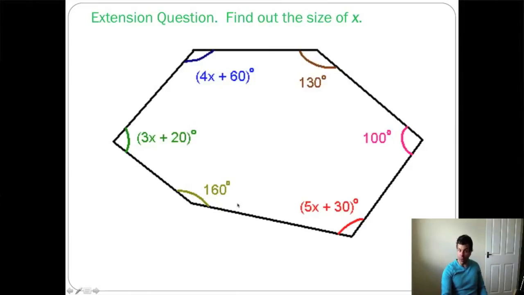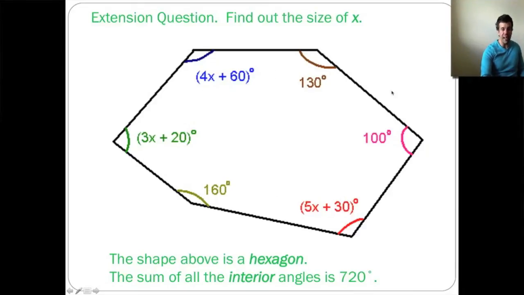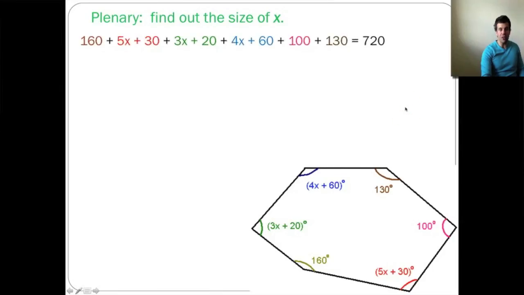Remember, a hexagon has 6 sides. The number of triangles is always 2 less. 2 less than 6 is 4. The sum of interior is 180 times those triangles. 180 times 4. 720 degrees. So if we sum up all of these angles, we should get a total of 720 degrees.